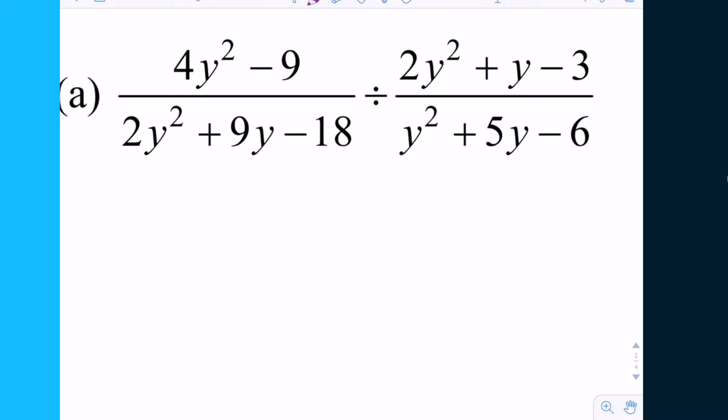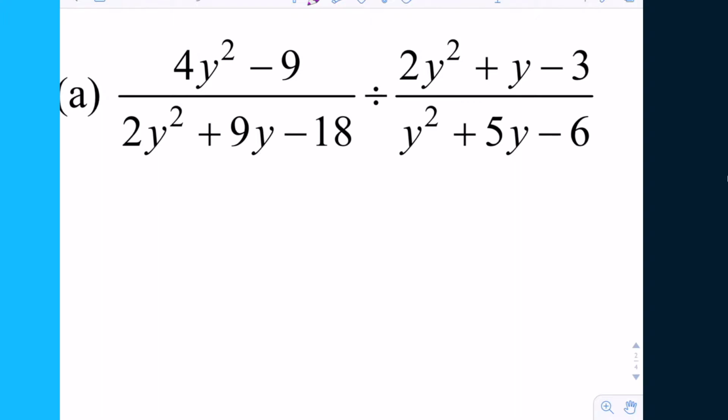4y squared minus 9. Does that factor? Any common factors other than 1? No. Is this a special product? Is this like Lysol with bleach? That's a special product. It's a difference of two perfect squares.